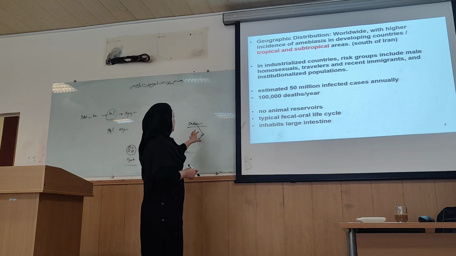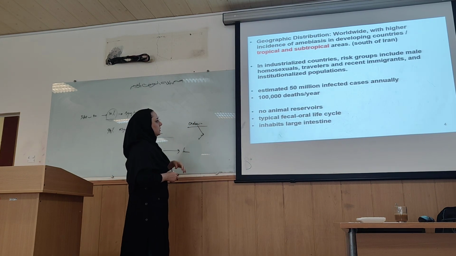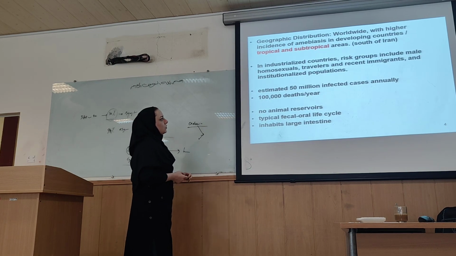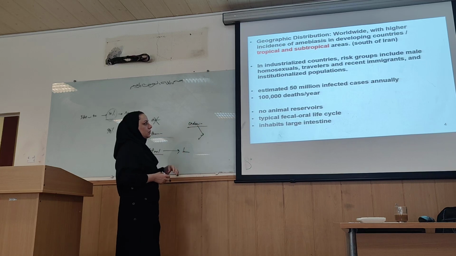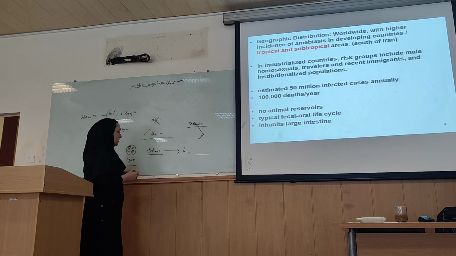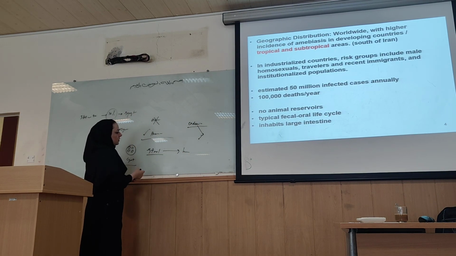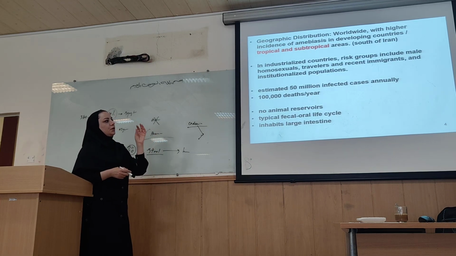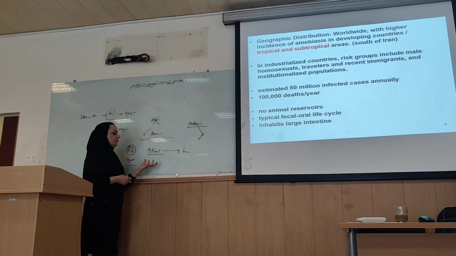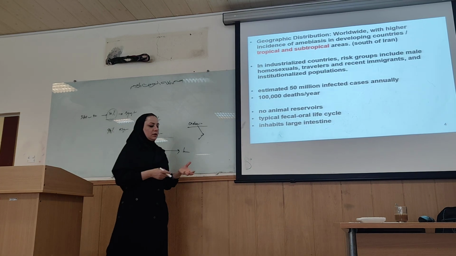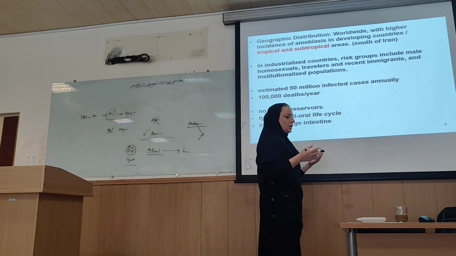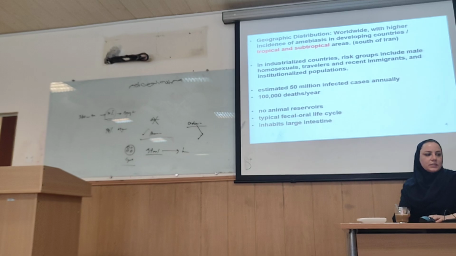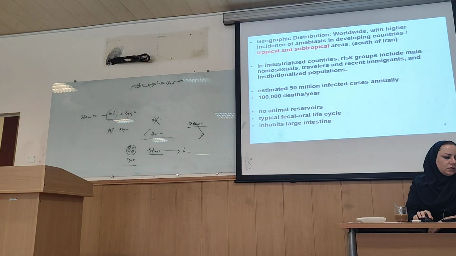So the traveler and the immigrant can also be at high risk, and also homosexuals, because it is oral-fecal or oral-anal. Homosexuals, because of their behavior, are susceptible to all of the parasites, viruses, all of the agents that colonize in the large intestine or colon.